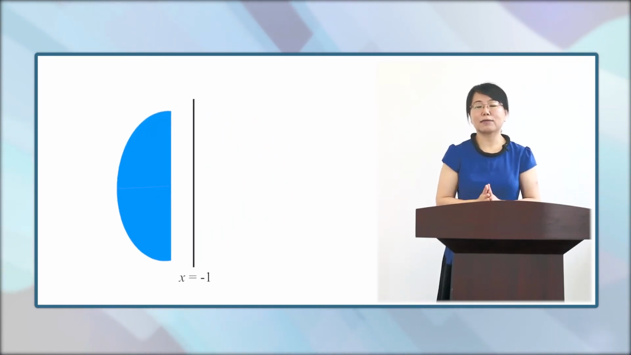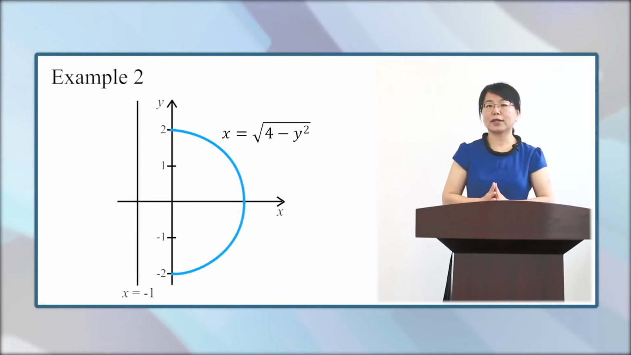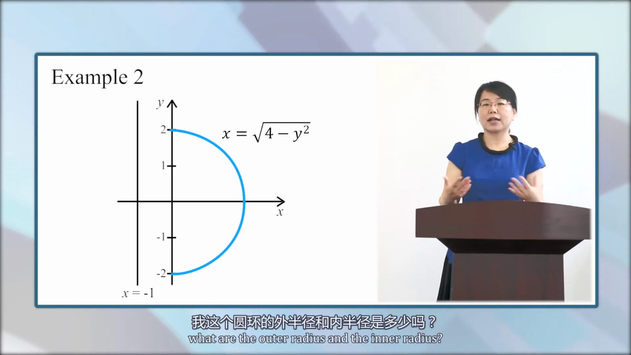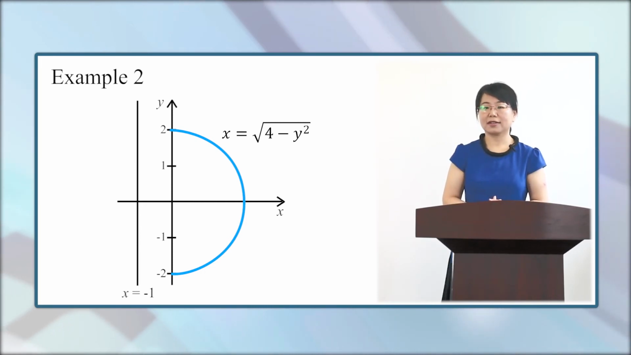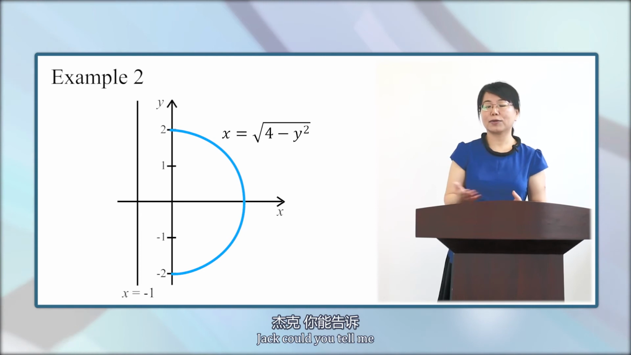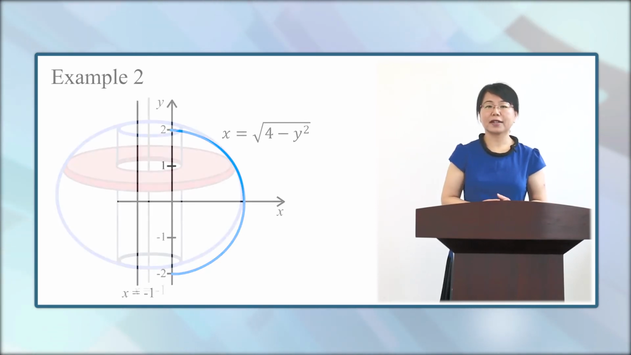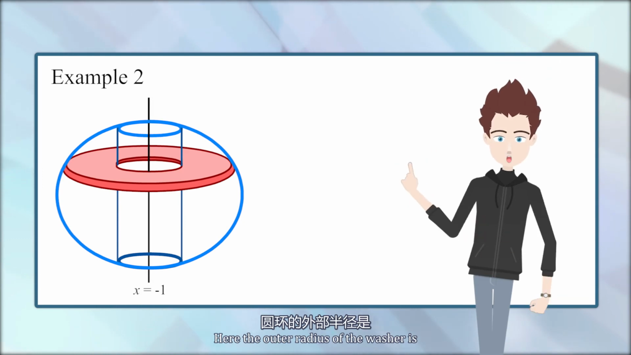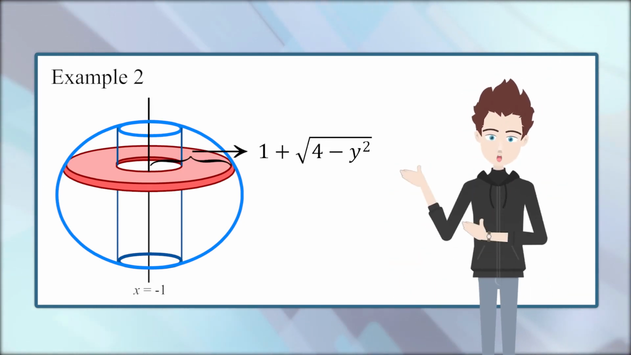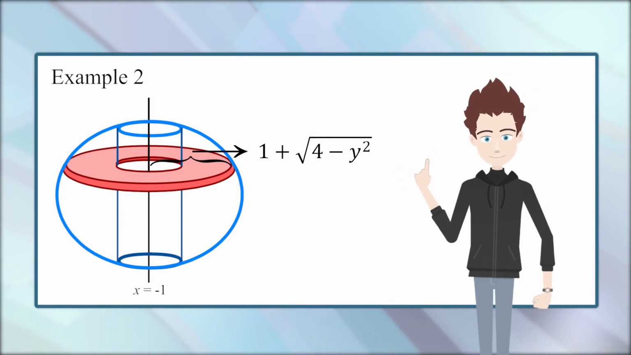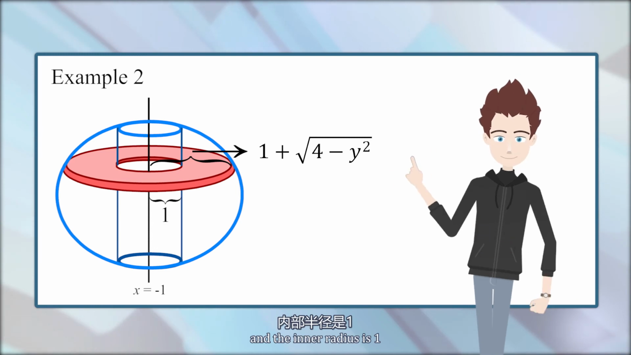Okay, please take 1 minute to think about it. And is there anyone who wants to tell me what the outer radius and the inner radius are? Jack, would you like to share? Okay, here the outer radius of the washer is 1 plus the square root of 4 minus y squared, and the inner radius is 1.